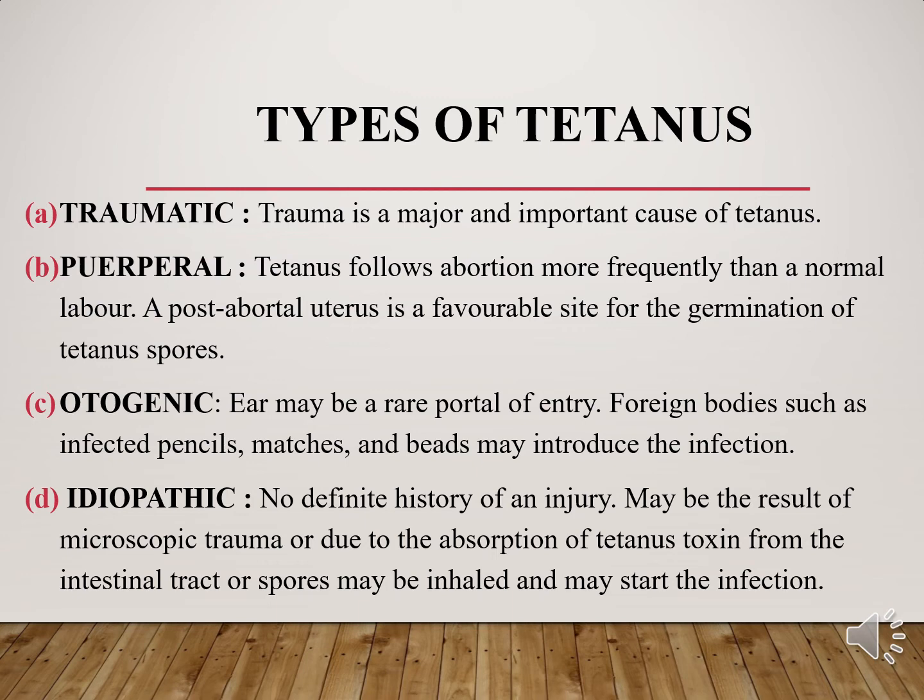Idiopathic: sometimes no definitive history of an injury can be found. It may be the result of some microscopic trauma, or it may be due to the absorption of tetanus toxins from the intestinal tract, or maybe because tetanus spores were inhaled and started the infection.